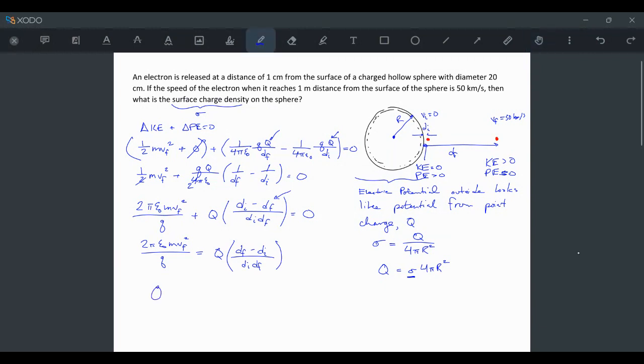And now all we need to do to solve for Q is say that Q is equal to the factor we had on the left-hand side, m v_f squared divided by q, times d_i d_f divided by d_f minus d_i.